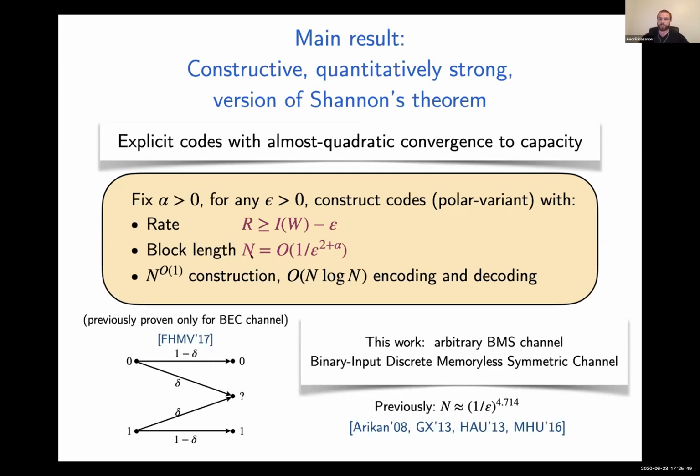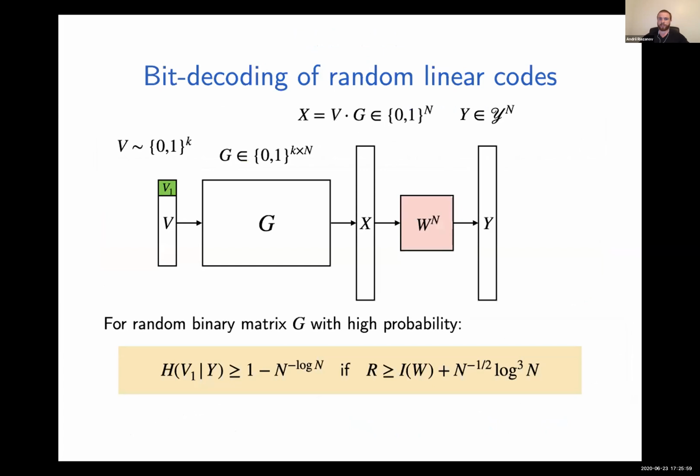So our codes are actually a variant of polar codes, which are the codes introduced by Arikan in 2008. But instead of explaining what polar codes are and how we tweak them to achieve this result, I will rather briefly explain the key technical ingredient that we use to prove our results, because it is of completely independent interest and it concerns bit decoding of random linear codes.